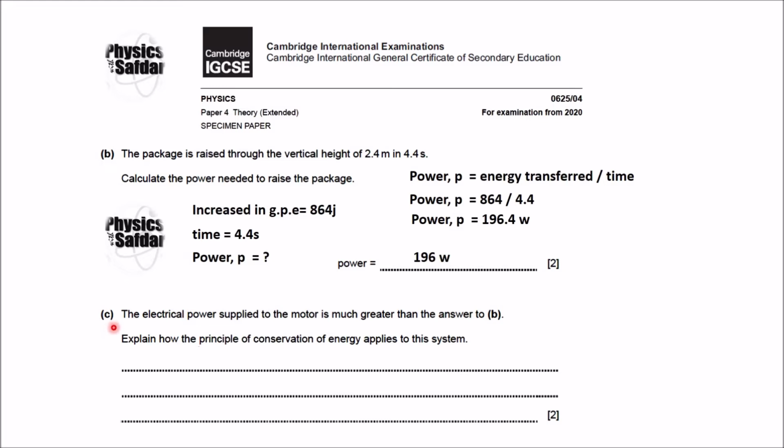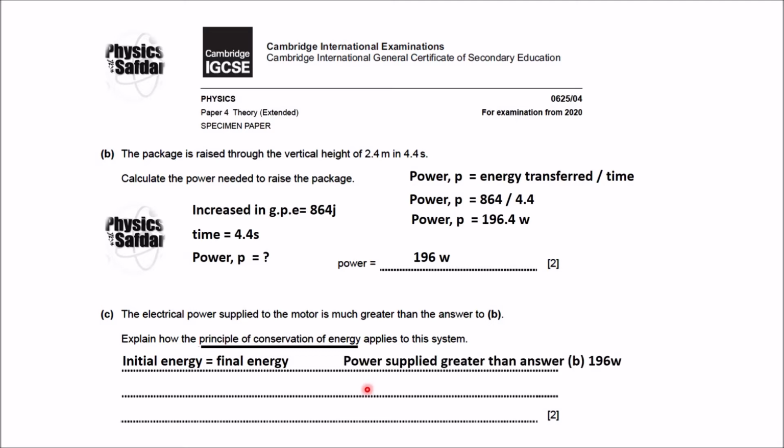Part C. The electrical power supplied to the motor is much greater than the answer to part B. Explain how the principle of conservation of energy is applied to the system. First, you need to recall this principle of conservation of energy. It's very simple. It says no energy loss, meaning initial energy is equal to final energy.